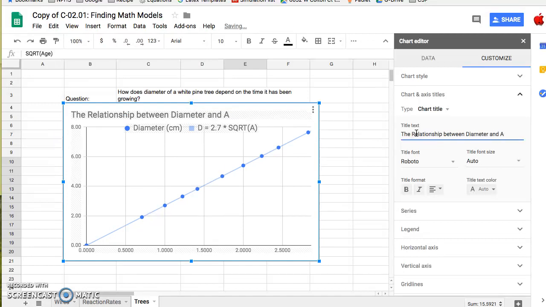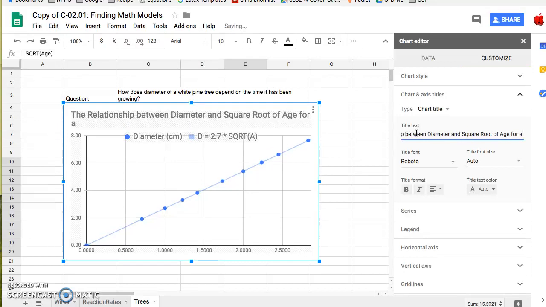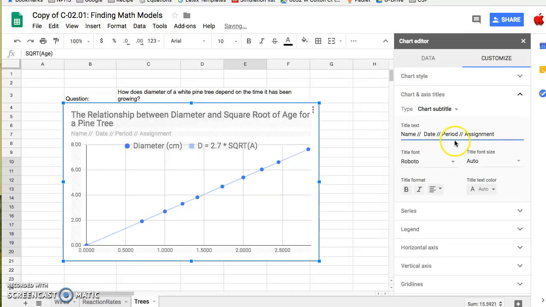and the x-axis. I can put age or square root of age. So I'll put square root of age for a pine tree. That's the context. The subtitle, of course, you guys know, it's your name, the date, the period, and the assignment. In this case, it's Seat 02.01.